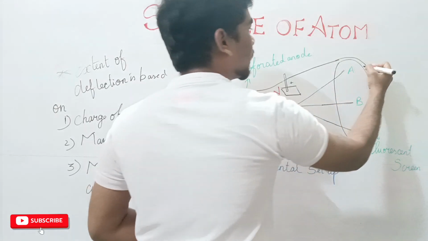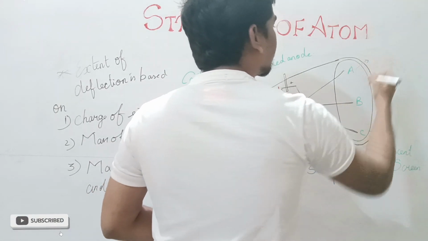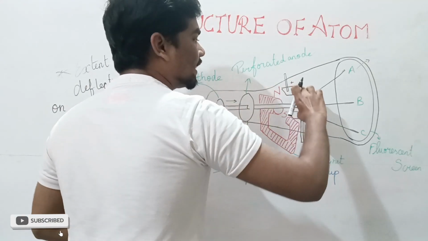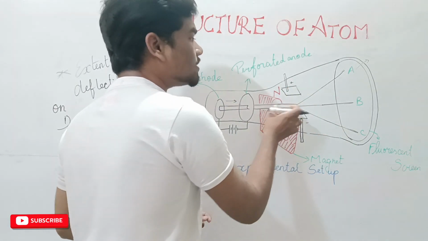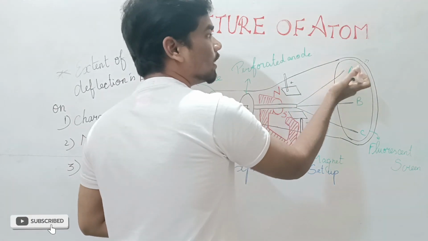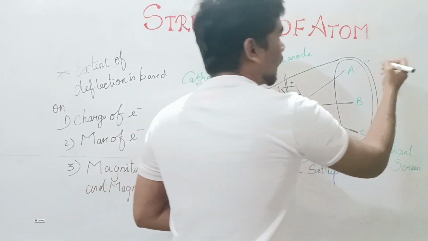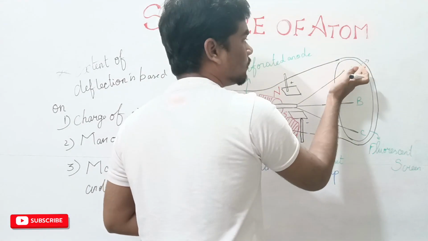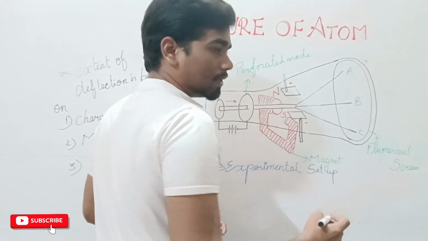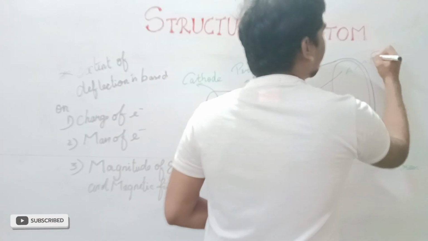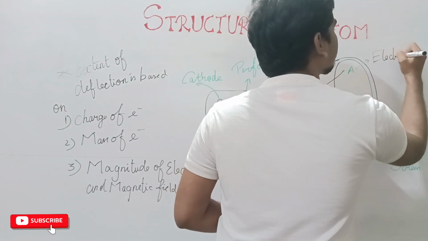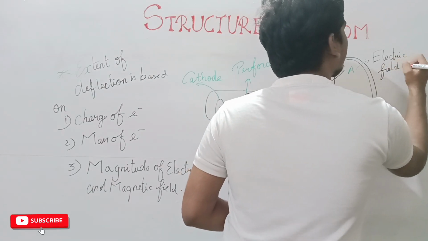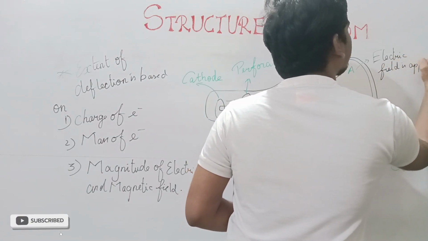The first one, the point A. This point is when only electric field is applied. This cathode ray will deviate and hit the point A. I am writing it here. When the cathode rays deviate to this point A, that means only electric field is applied.